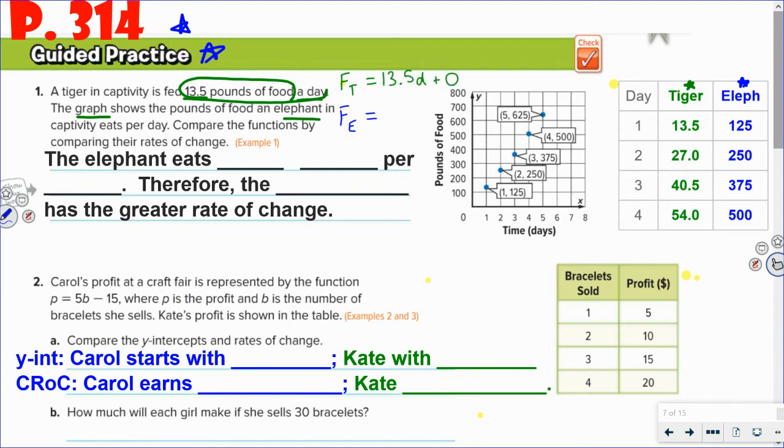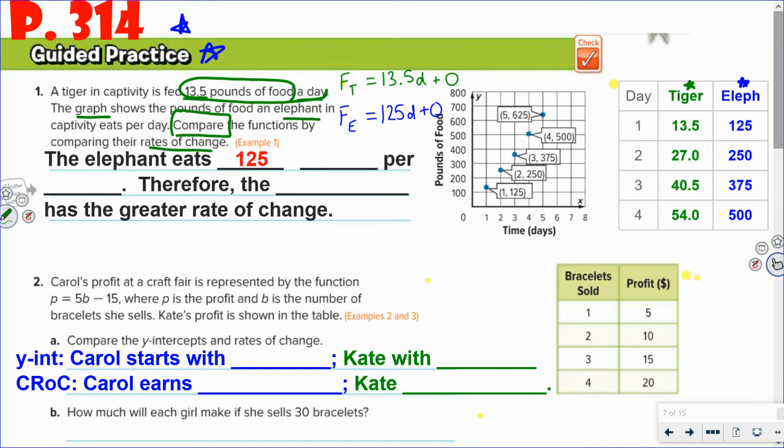Now, for the tiger, it said 13.5 pounds a day. Meanwhile, nothing in the wording says that there was a starting value. And therefore, our equation is going to be the food is equal to 13.5 pounds times D days, plus 0 if you wish. For the elephant, we can see either from the graph, the rise and the run, or from the table, the change in the food compared to the change in the days, that the elephant's food increases 125 per day.